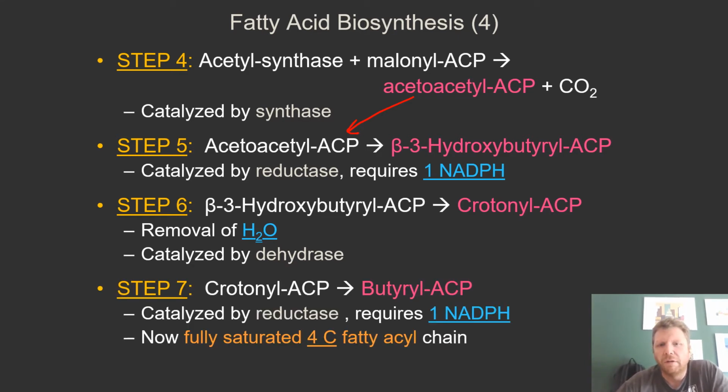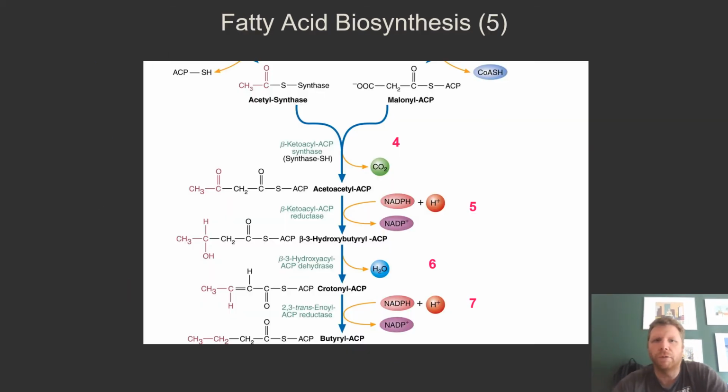Step number 7 is going to take crotonyl ACP to make butyryl ACP. This is catalyzed by reductase and requires 1 NADPH. This is now a fully saturated 4-carbon long fatty acid chain. So you might be thinking, this is a lot of work. What did we do? Well, we first had to get our acetyl CoA molecule. We had to make malonyl CoA. Then we had to take those carbons and throw them onto our acyl carrier proteins so that we could really get moving through this.